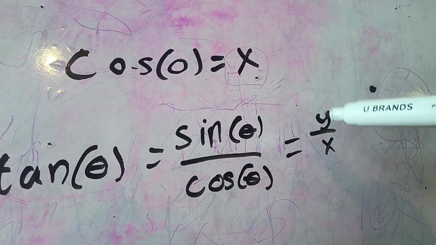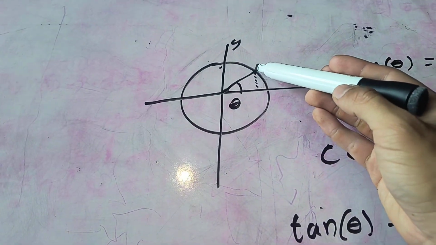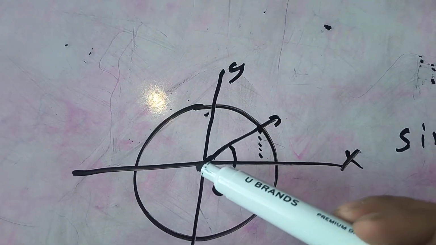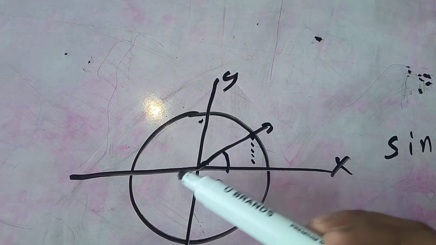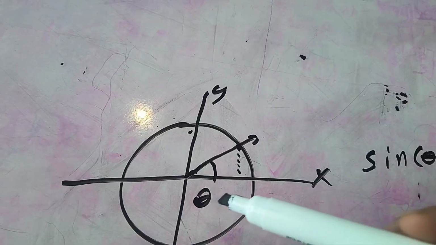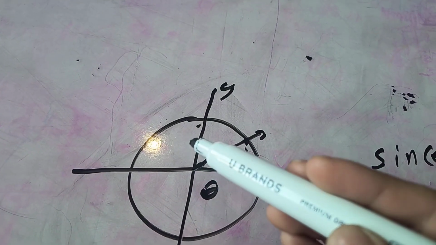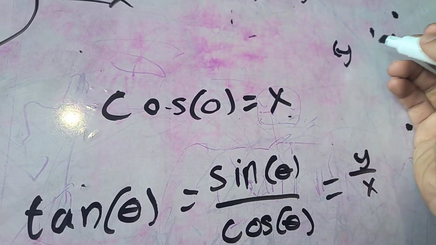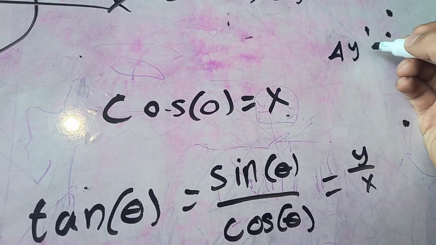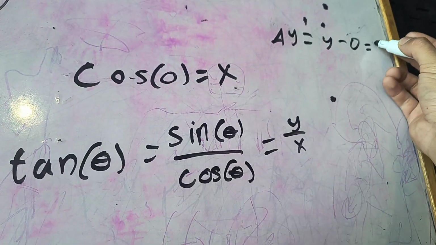y over x, right here, is the same thing as y minus 0. From this 0 point, which we know this angle passes through, to this y point right here is y minus 0. So the change in y from this point to the y is equal to y minus 0, which is just equal to the y.